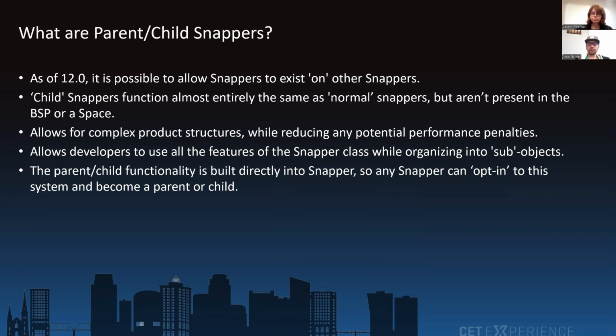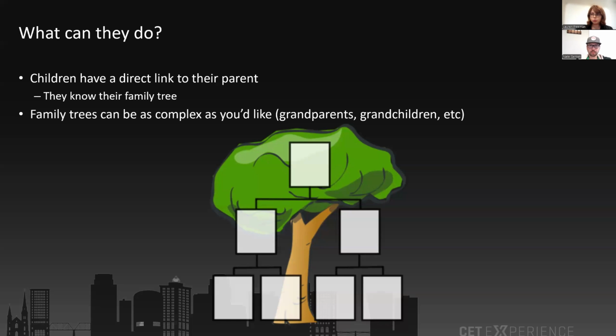This allows for a complex product structure while reducing any potential performance penalties. And it allows developers to use all the features of the snapper class while organizing things into a sort of sub-object system. The best part of all this, the parent-child snapper functionality is already baked into the snapper class. So all any snapper has to do is opt in to be able to use the functionality of parent-child snappers.